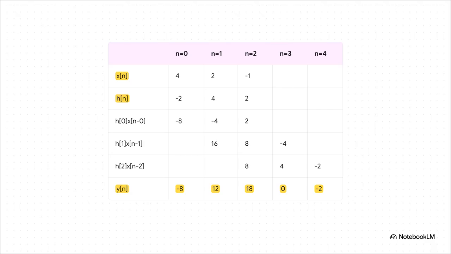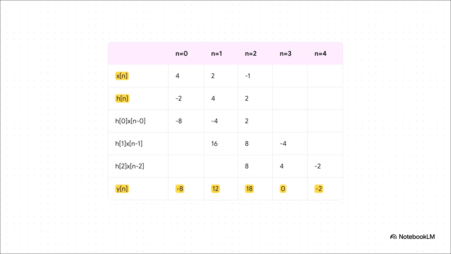Okay, let's actually trace this out. To get that first output, y0, we just sum up the first column, -8. Simple. For y1, we sum the second column. -4 plus 16 gives us 12. See how that works? You just slide, multiply the elements that overlap, and then sum them up.